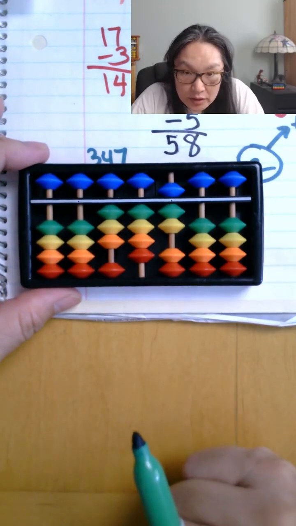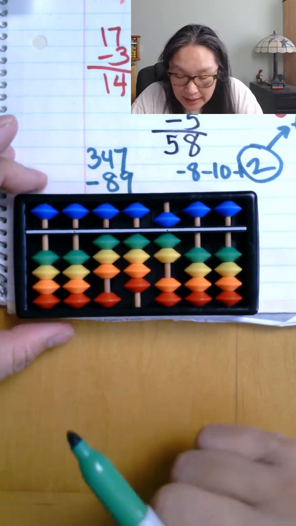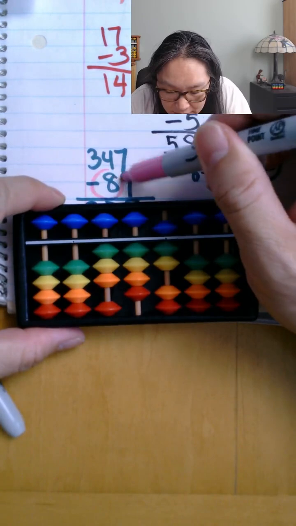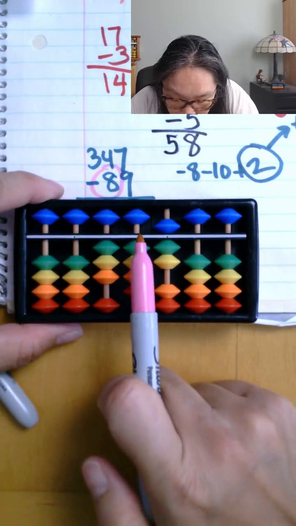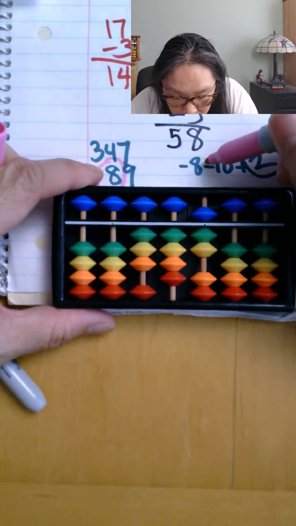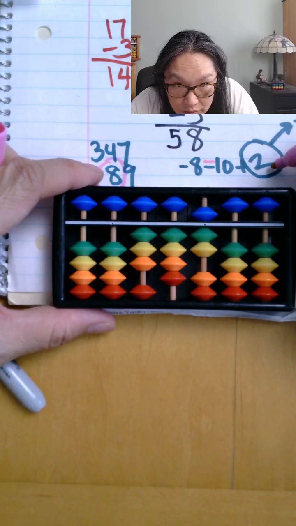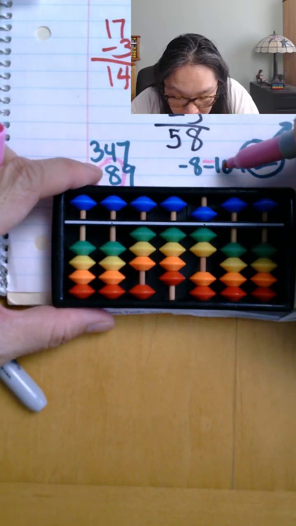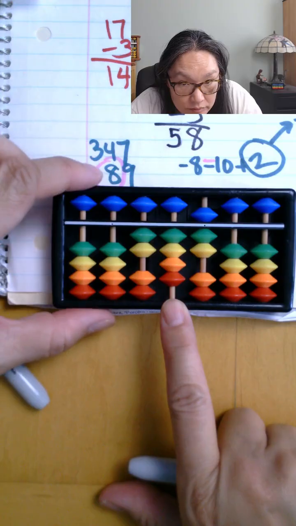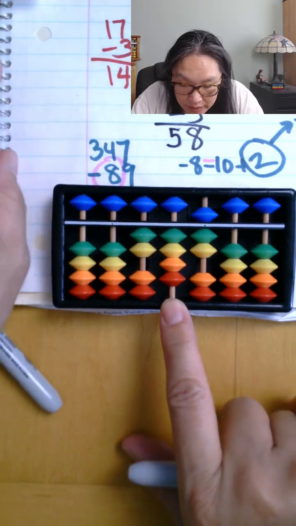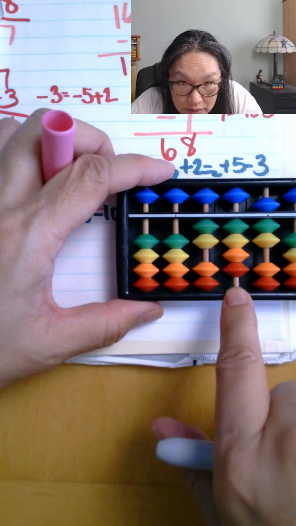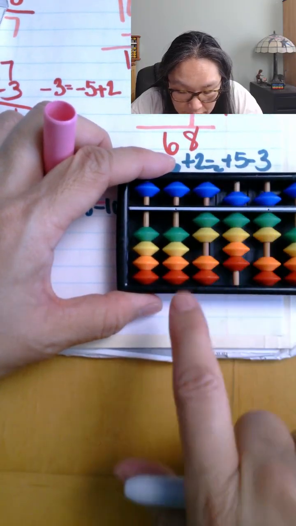347. So the first thing I'm going to do is add 8. I'm going to add the 8 on the tens area. But to add the 8, I need to minus the 10 plus the 2. So I'm going to take away the 10 first. I'm going to add the 2. I cannot add the 2. So what do? I need to, in my column, plus the 5, take away the 3.